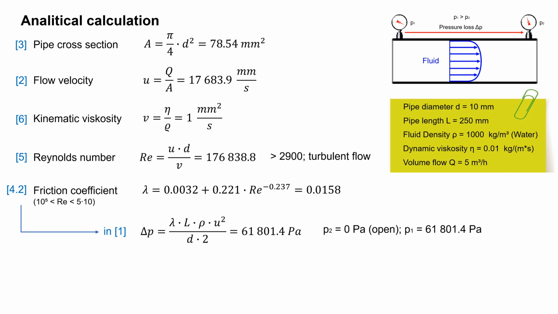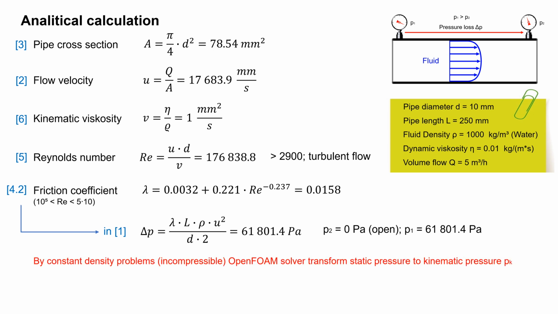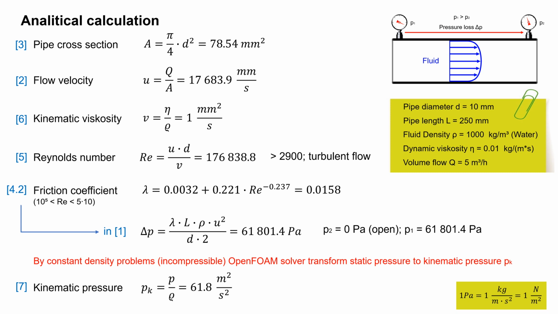So pressure loss is 61,801 Pascal. If the right side of the pipe is open, then pressure 2 is 0 and pressure 1 is 61,801 Pascal. For incompressible problems, OpenFOAM transforms static pressure to kinematic pressure: static pressure divided by density. It is formula 7. Now the simulation will start and we compare the results.